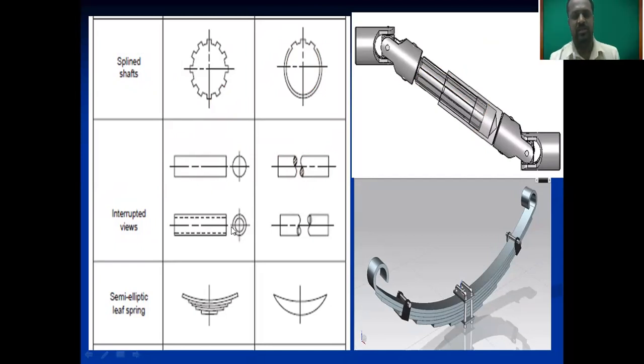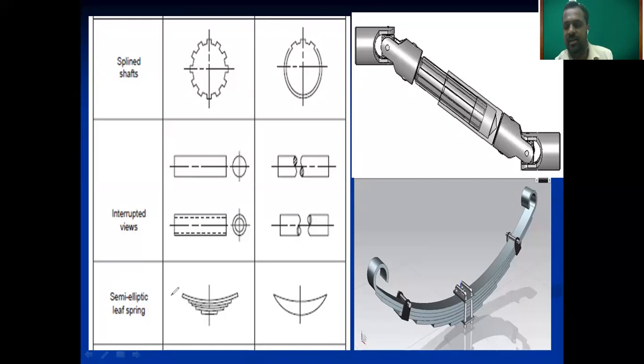Okay, now see the next part, or next machine component, which is the spring. Okay, the next machine component is the spring.